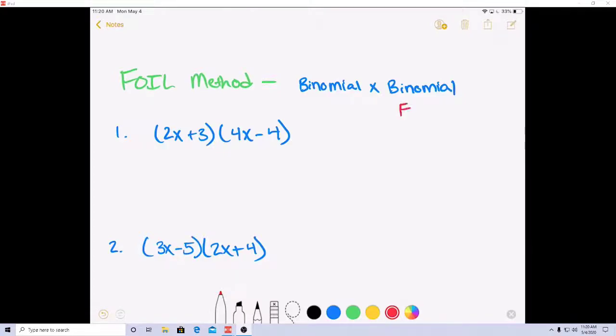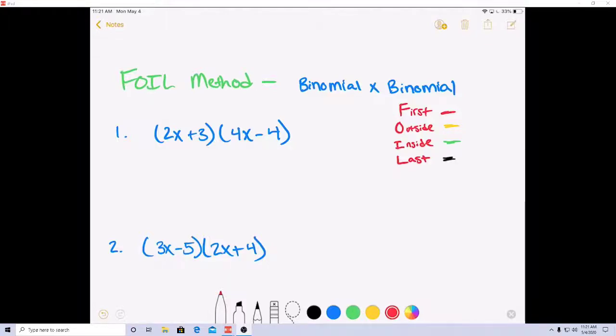The F is first. The O is outside. The I is inside. The L is last. And this is going to tell you how to multiply these things together. So when it says first, it means, and how about we do this color? That's going to be red. This can be yellow. This can be green. This can be black.